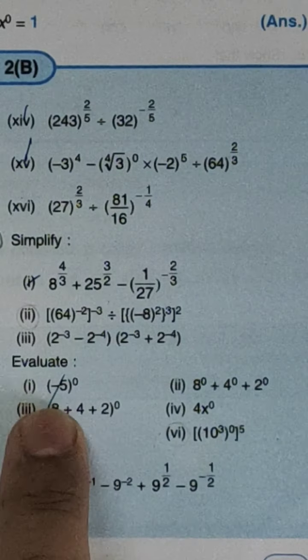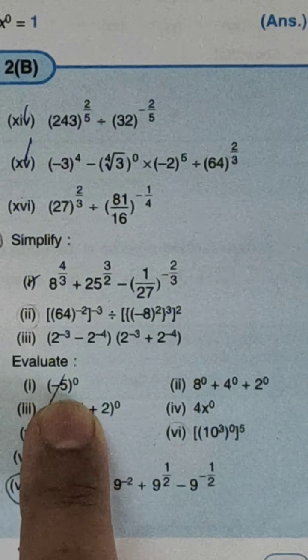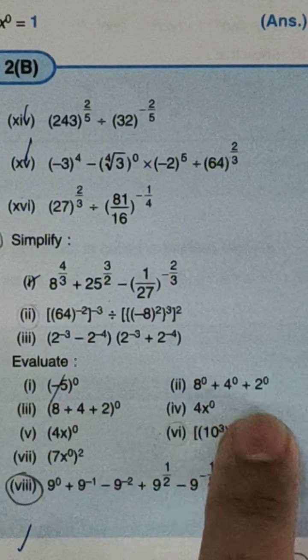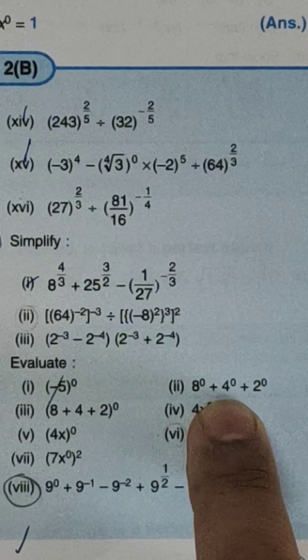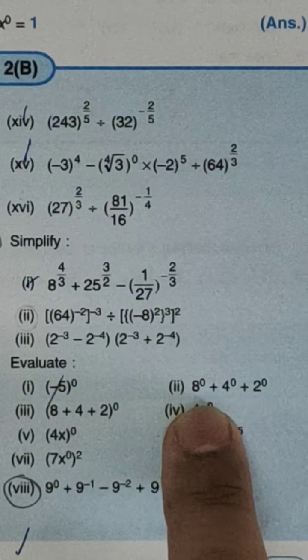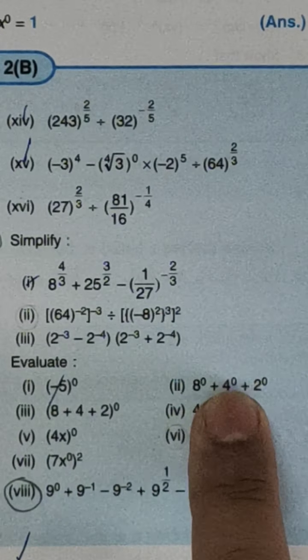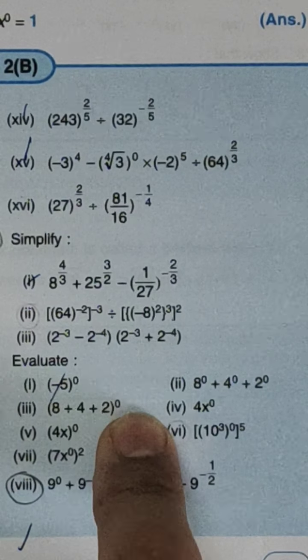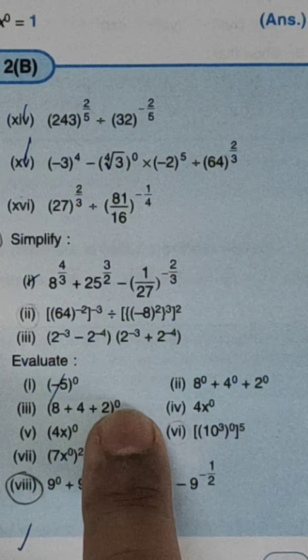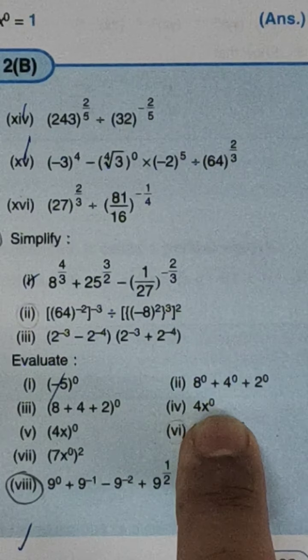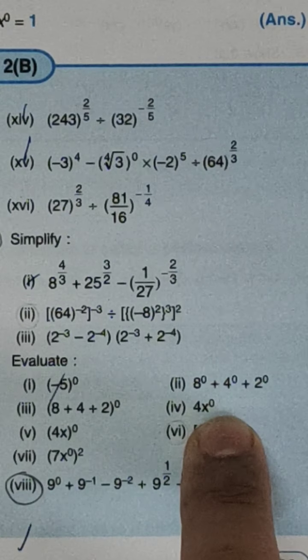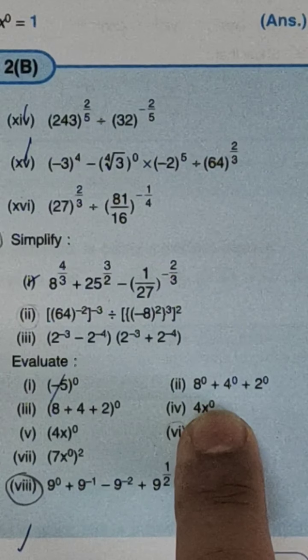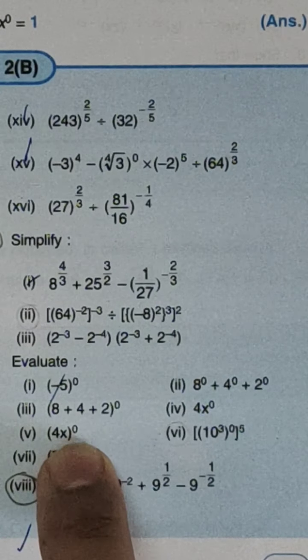In this third problem, evaluate: anything to the power of 0 is 1. Minus 5 to the power of 0 is 1. Here 8 to the power of 0 plus 4 to the power of 0 plus 8 to the power of 0 is 1, 1, 1. 1 plus 1 plus 1 is 3. Here anything to the power of 0 is 1. 4x to the power of 0: x to the power of 0 will become 1, 4 into 1 is 4.